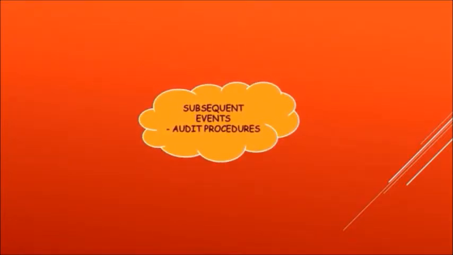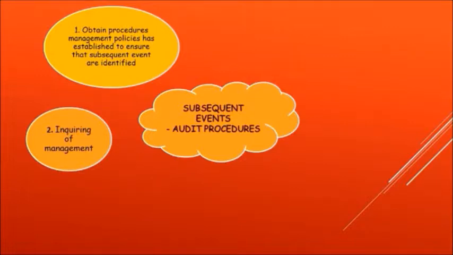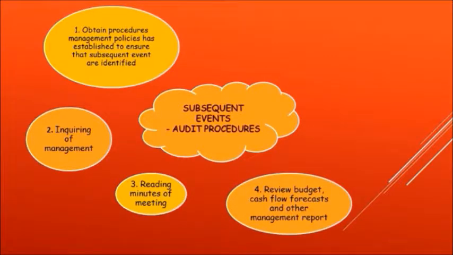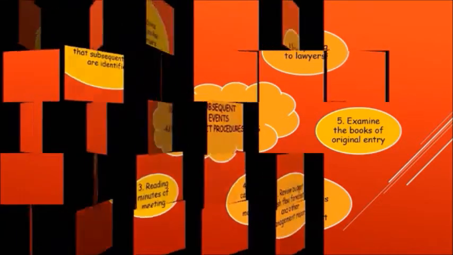Audit procedures for subsequent events include: 1. Obtain an understanding of the procedures management has established to ensure subsequent events are identified. 2. Inquire of management. 3. Read minutes of meetings of the entity's owners, management and those charged with governance. 4. Review budgets, cash flow forecasts and their management reports. 5. Examine the books of original entry, the sales journal and purchases journal for the subsequent events period, and investigate unusual transactions. 6. Inquire of lawyers, asking legal counsel about any litigation, claims and assessments against the entity.